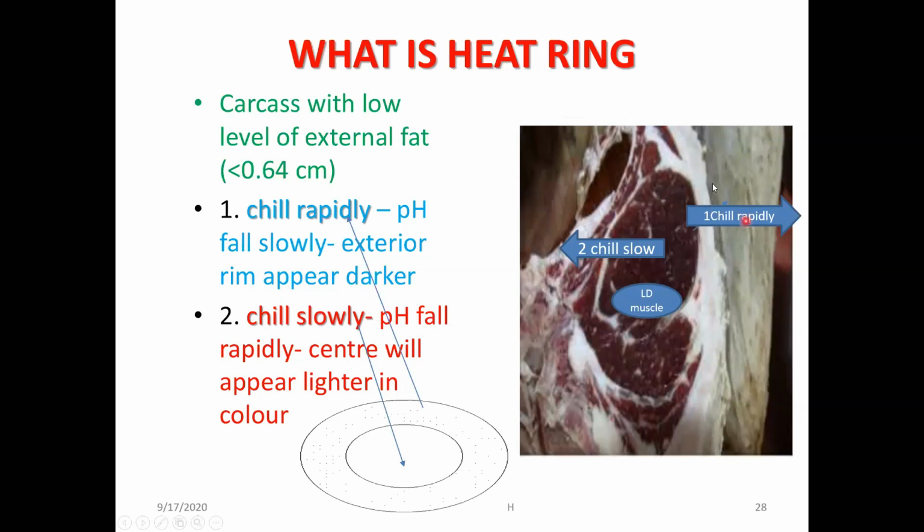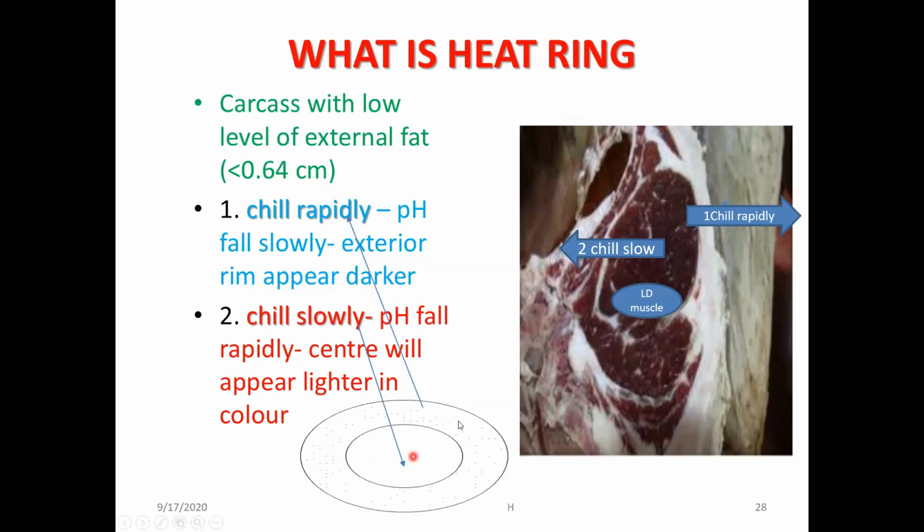You know that chilling takes place from the exterior to the interior, from outside to inside. So the outer part will be chilled first, and it goes like this. Since it chills very fast, the pH fall will be less, because you know the rate of rigor mortis is directly proportional to the temperature. If the temperature is high, the pH fall will be faster. So here the temperature is high compared to there, so the pH falls faster inside. So here the pH is high, here the pH is low.